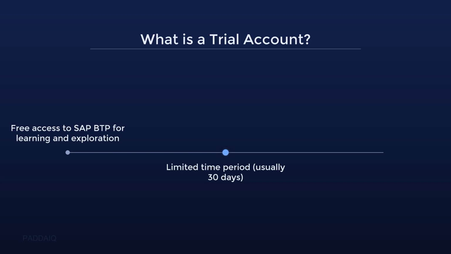Limited time period, usually 30 days. This means your trial account is active for a fixed duration, after which it expires. For instance, like a library book you must return in a month, you can fully explore BTP services during this window. Make the most of this period to learn and experiment before it concludes.